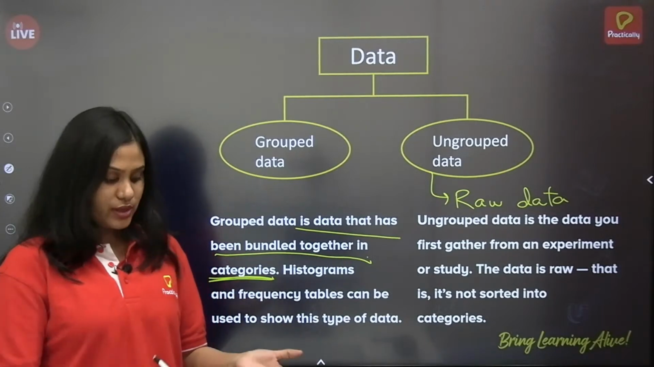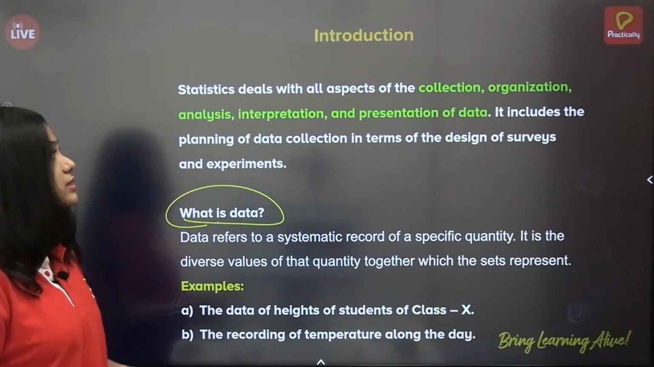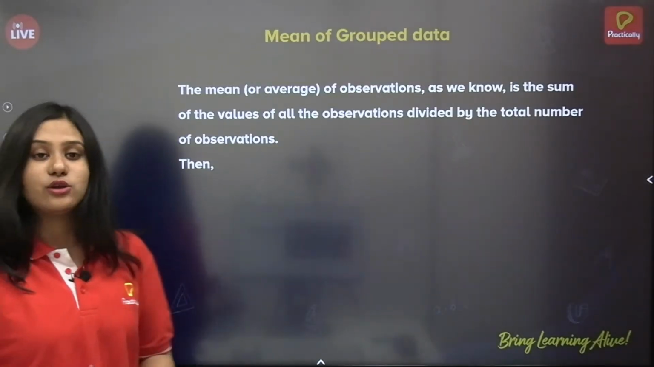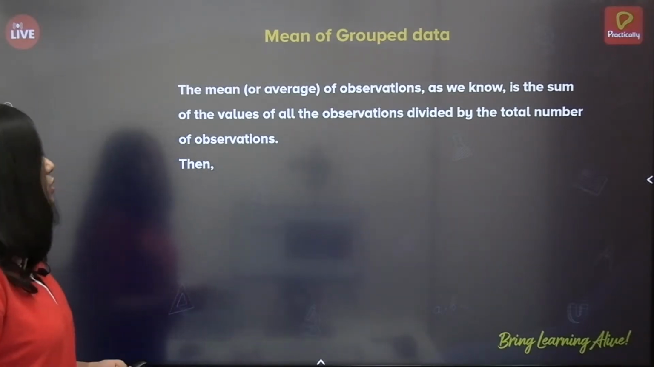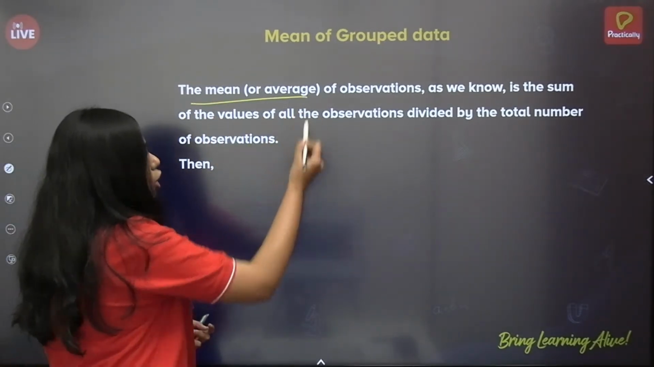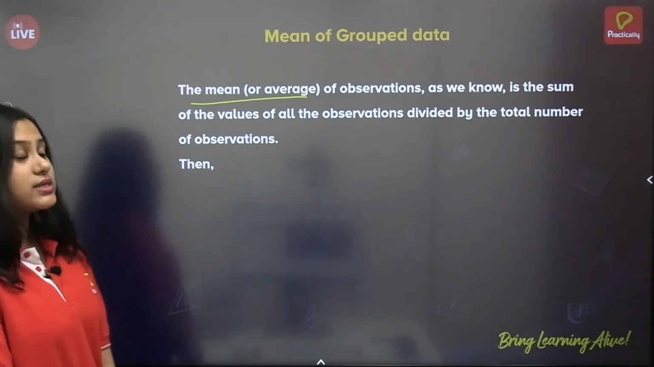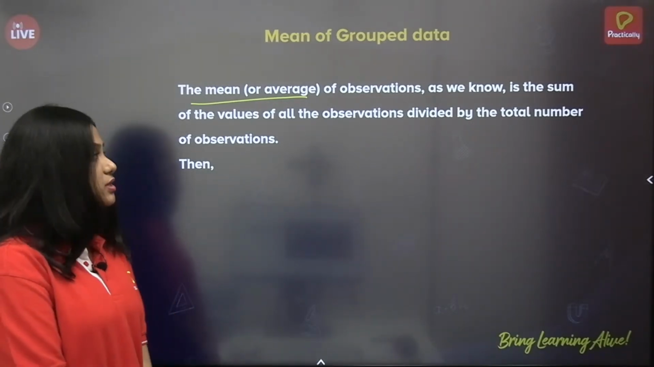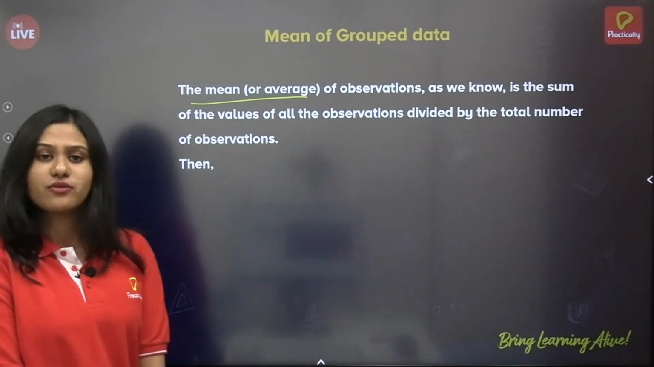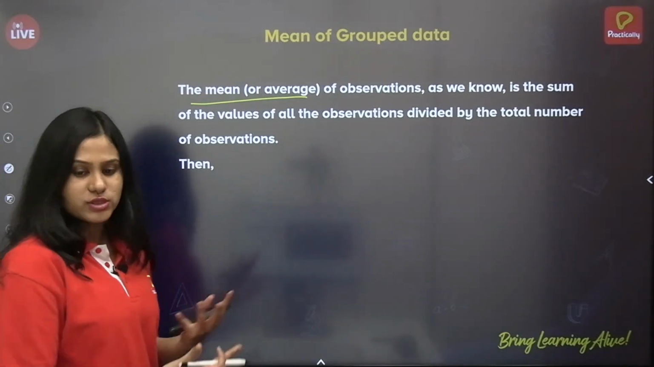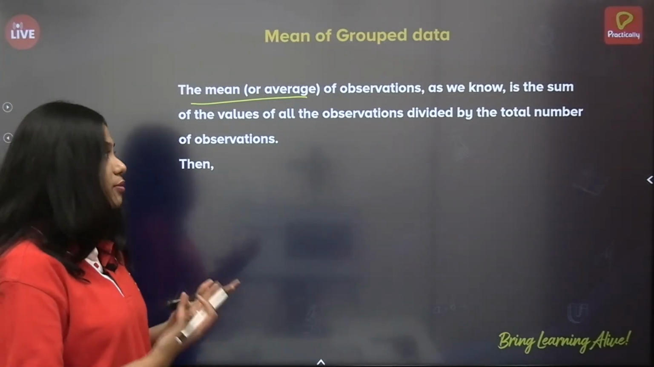Let us start with the first topic of today, that is mean. Mean of grouped data. So the mean or average of observations, as we know, is the sum of the values of all the observations divided by the total number of observations, right? Of course, it's one of the easiest known formulae in this topic.